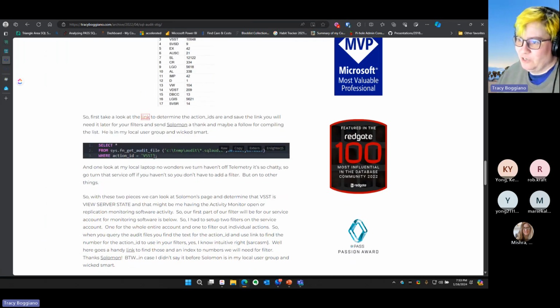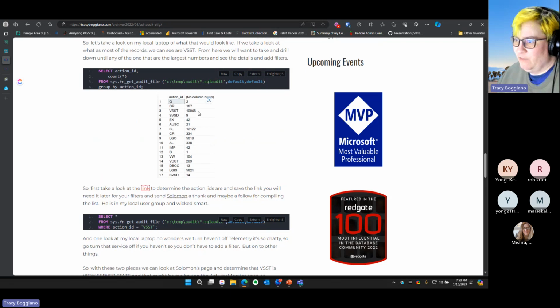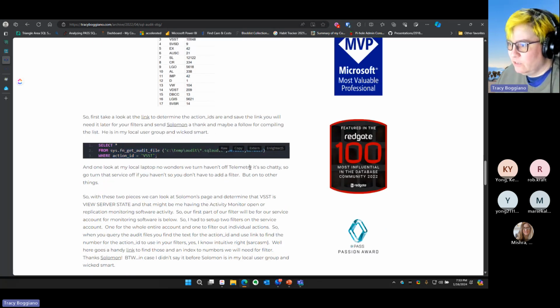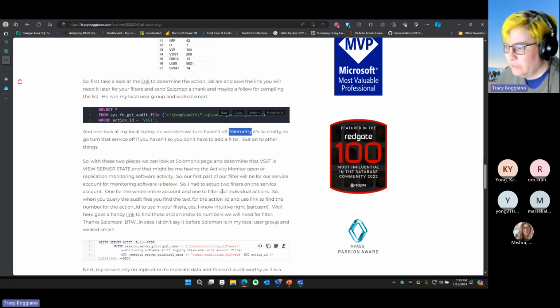So after I did this, I saw VSST, and I was like, what is that? I know this one's Select SL. So I went and I queried the VSSTs out. And I didn't have telemetry turned off on my personal laptop. That's what all the VSSTs is, telemetry. So I just turned telemetry off in this case.